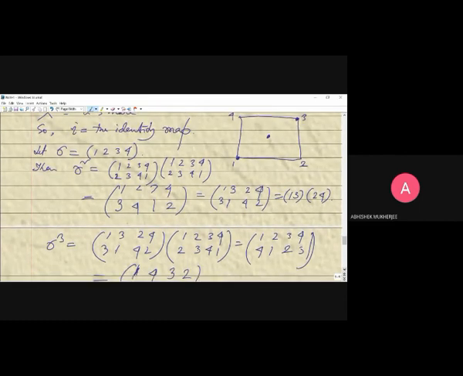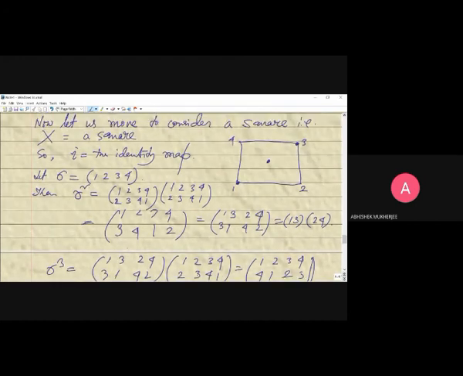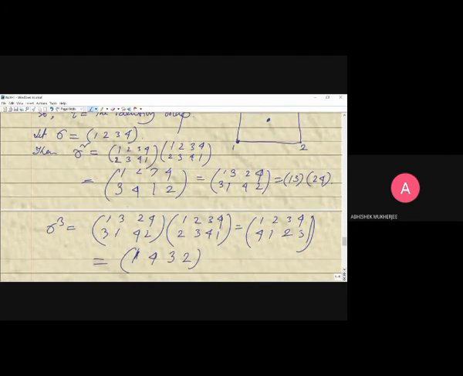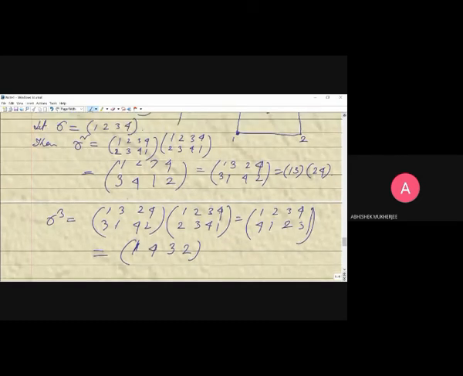That means, in the previous case, sigma square, actually 2 goes to 4, 4 goes to 2, just taking a flip, right? And then take a flip out of this. And in this sigma cube, what we will have? 1 goes to 4, 4 goes to 1, just like that.